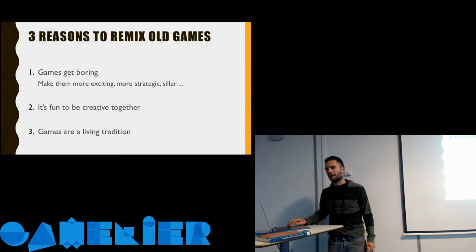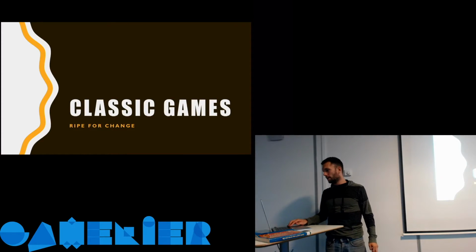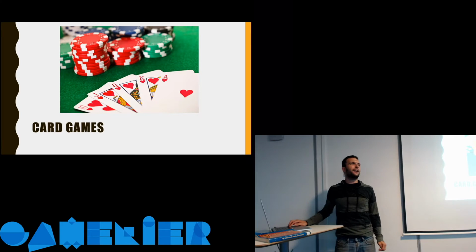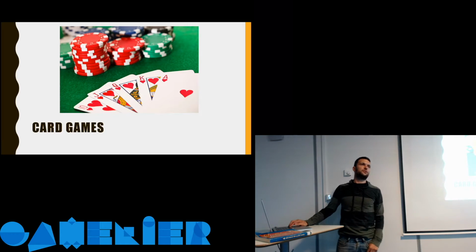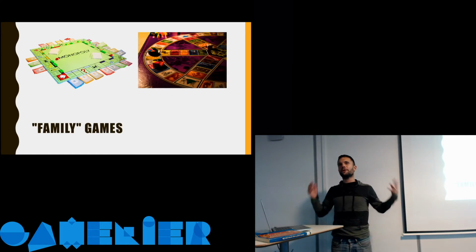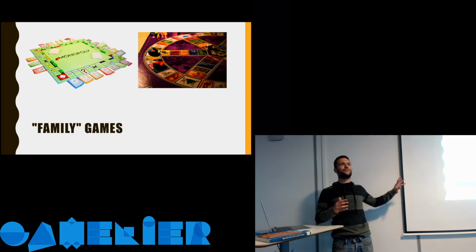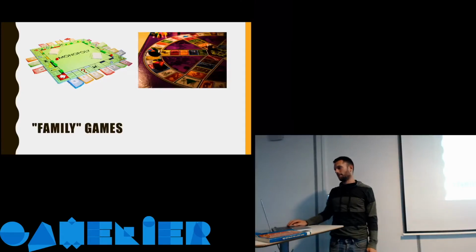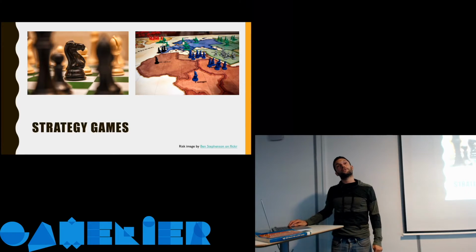All right, so what kind of games are we talking about? Well, in the book, they talk about word games like Boggle and Scrabble. We've got card games like poker and bridge. They talk a lot about, I don't know what the category of games this is, I would call them family type games, so there's probably a different name for it. But basically the games you could play with all ages, like Monopoly or Trivial Pursuit. And of course, a lot of work on strategy games like chess and Risk.